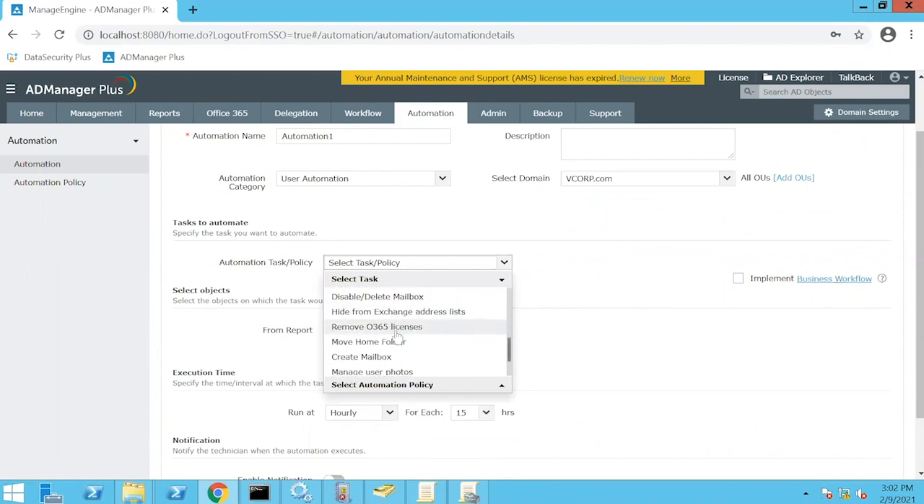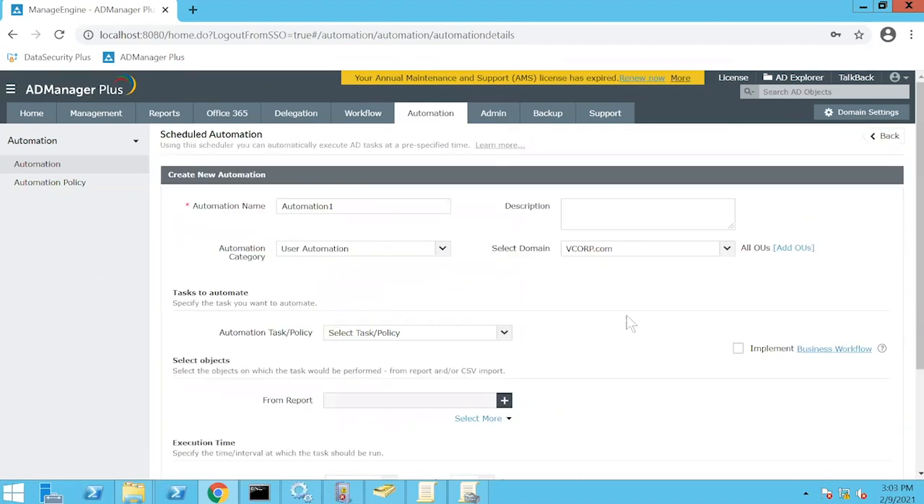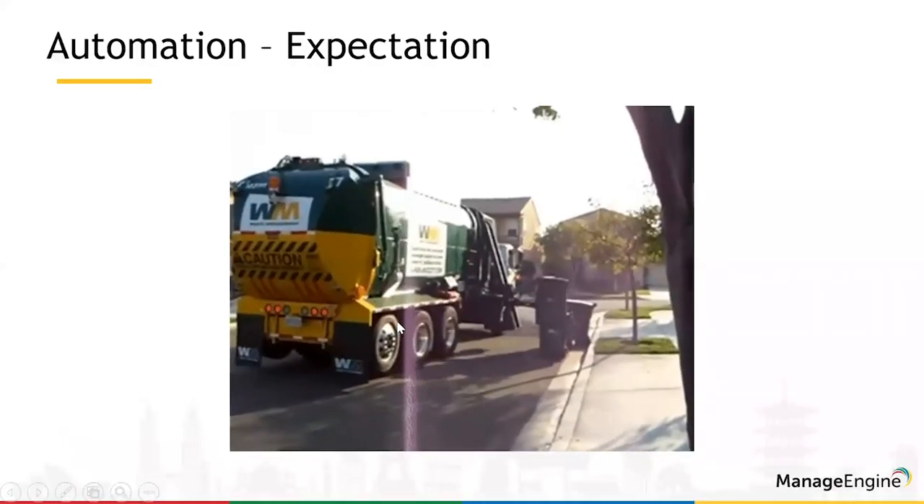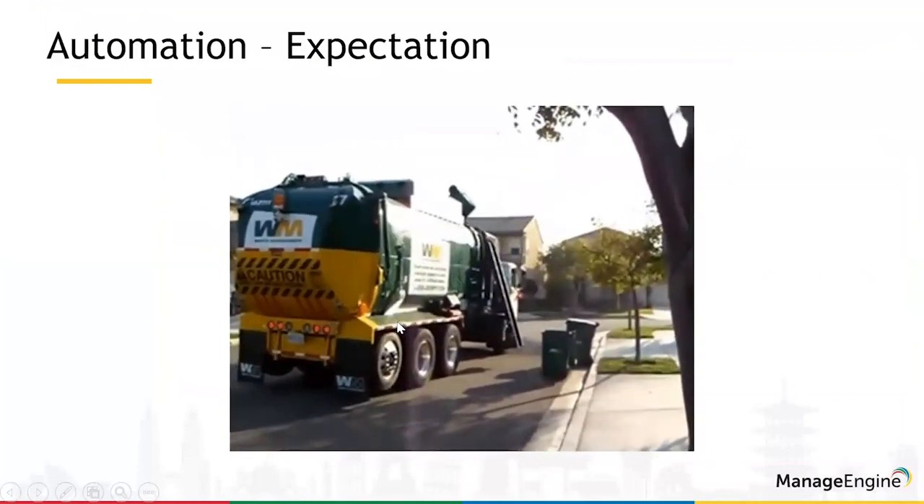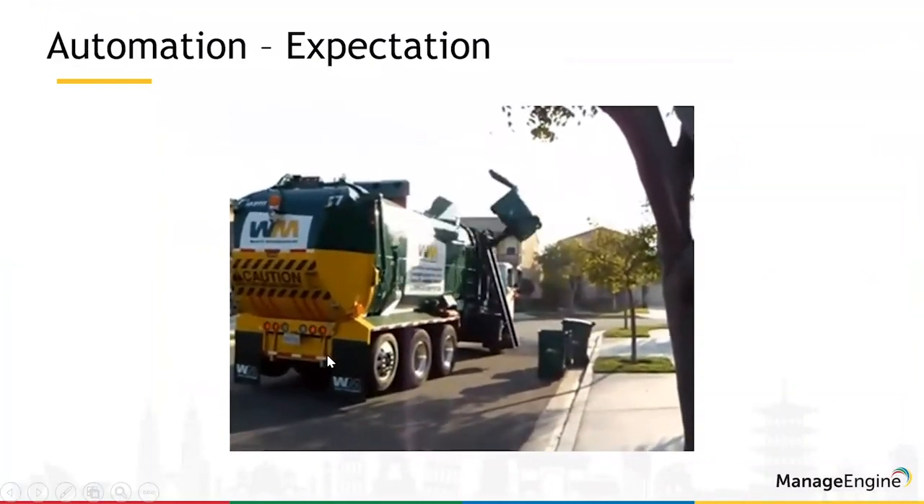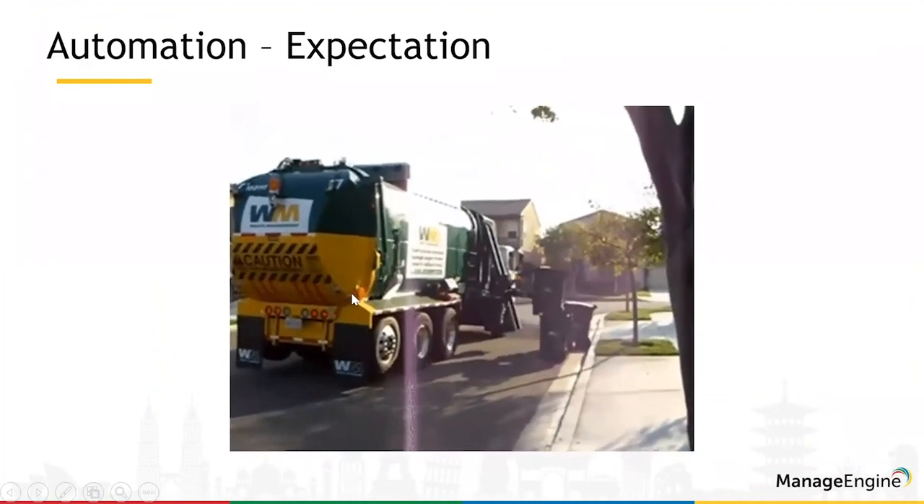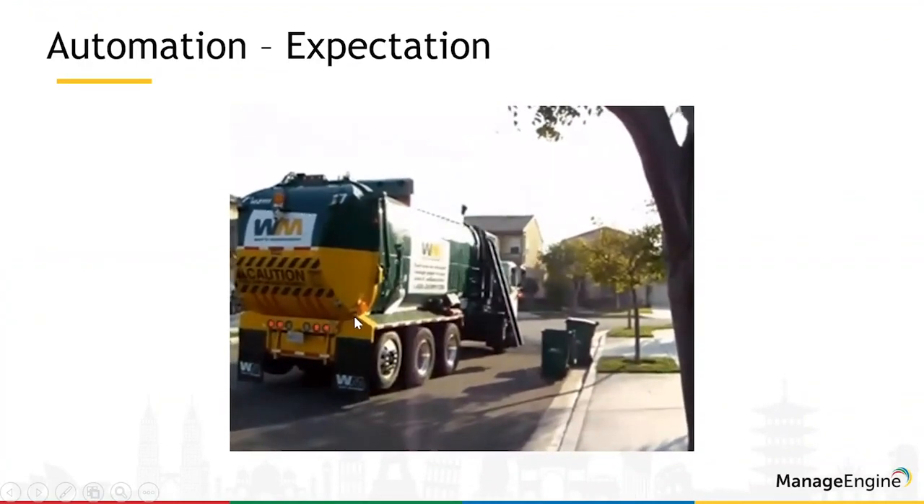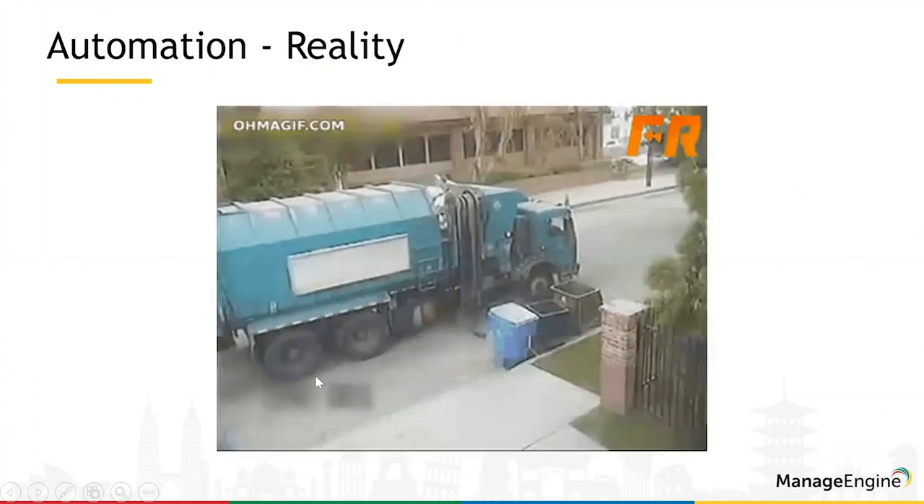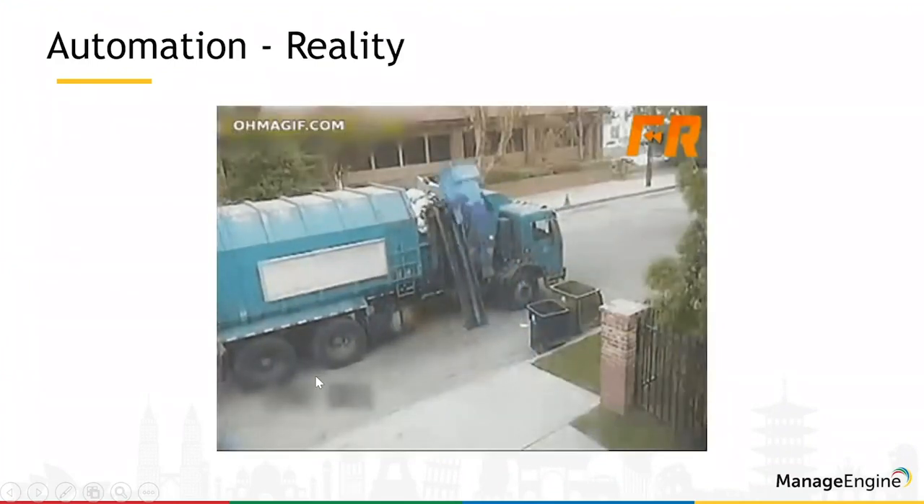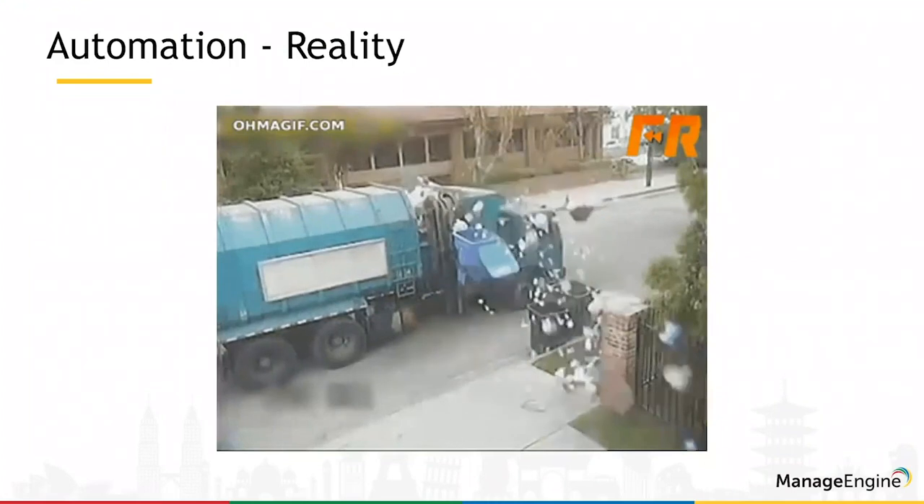So if you want a custom script, or if you want to remove Office 365 licenses for your inactive users or employees who have left the organization, you can automate any common task that you want, okay? But the problem is, when you think of automation, automation can work differently in theory and in real life, okay? Now, what you're seeing on the screen is automation in theory. Now, what you're seeing now is automation in reality. Okay? There are chances for errors.